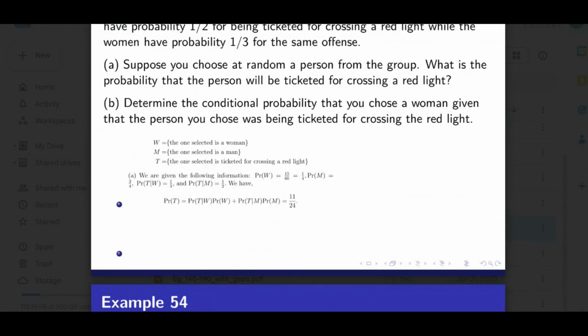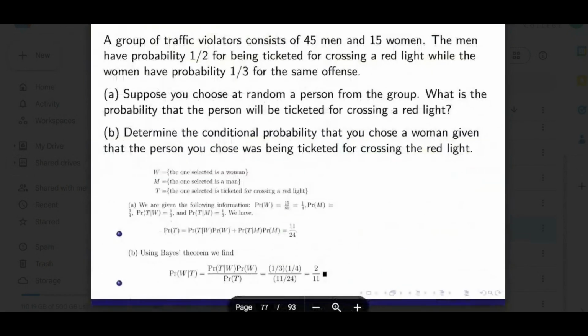Ticketed given man is half. And we have, first of all, what's the likelihood of being ticketed overall? So you need this. Why? Because eventually what you want is W given T. You want to know that among all those who are ticketed, what's the likelihood that person is a female, like that. So let me go over this again.